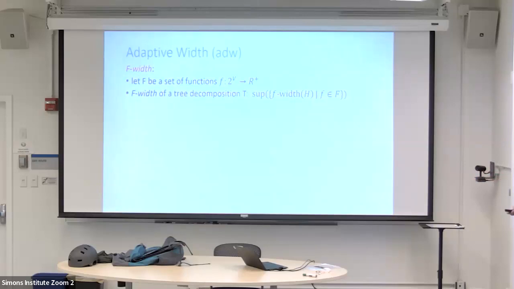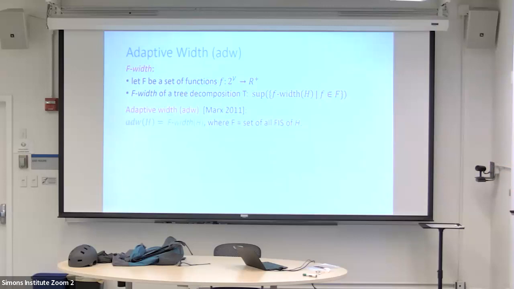And now comes Marx, who introduced uppercase F width. With uppercase F width, you choose a set of such functions, lowercase f. Each lowercase f is a function that assigns a non-negative number to each subset of the vertices, and uppercase F is a class of such functions. Then the uppercase F width of a tree decomposition is the supremum over the f widths you would choose.